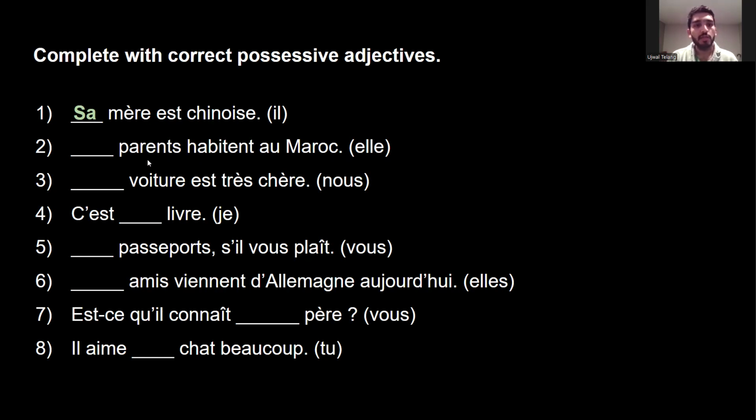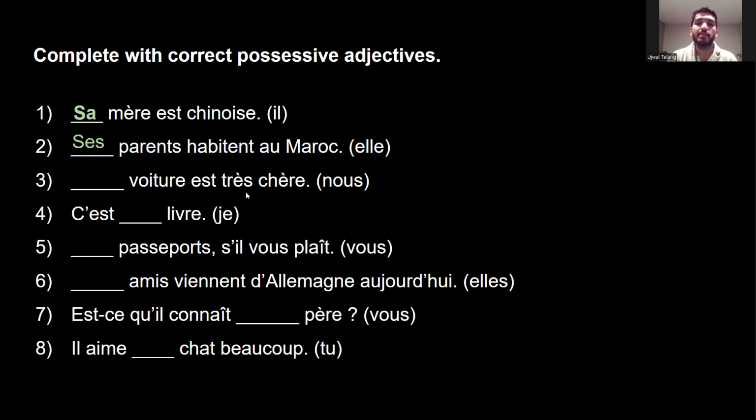Now, parents is plural. Okay? So it's going to be les parents, right? The parents. So for elle, or even if it was il, it's going to be ses parents. Okay? For elle, like her parents, it's going to be ses parents. Okay? Nous, which means we. Okay, keep that in mind.